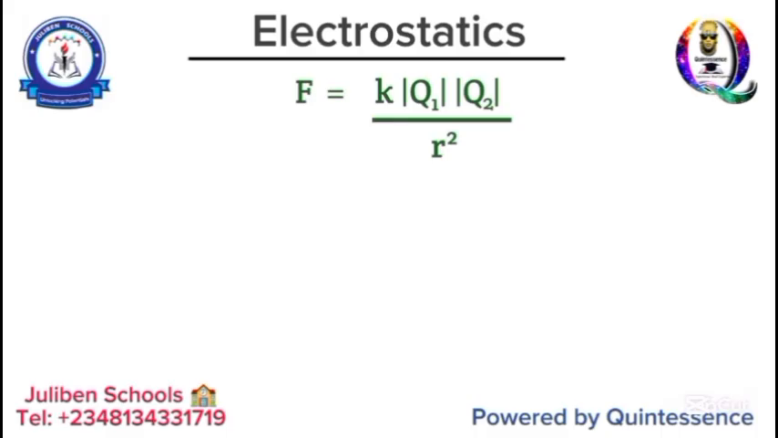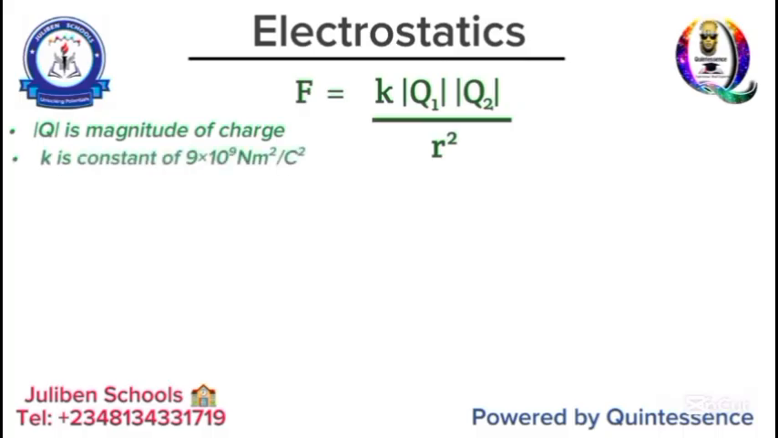And the Q we are talking about are magnitudes. Ignore their charges, whether it's positive or negative. We're looking at the magnitude, so they must be positive at the end of the day. So K there stands for the constant, and the constant we are talking about there is given by 9 times 10 raised to the power 9 Newton meter square per Coulomb square.